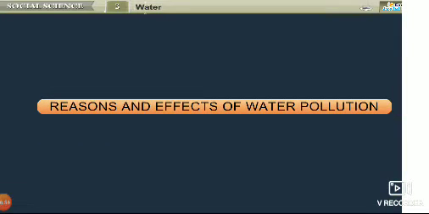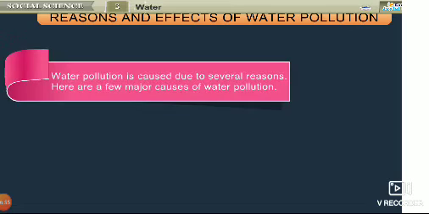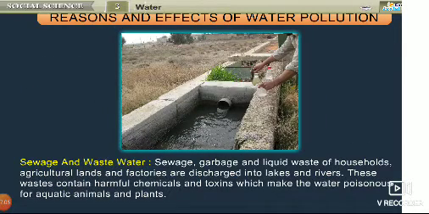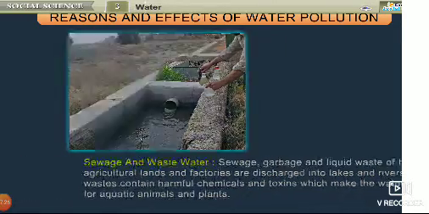Reasons and effects of water pollution. Water pollution is caused due to several reasons. Here are a few major causes of water pollution. Sewage and wastewater. Sewage, garbage, and liquid waste of households, agricultural lands, and factories are discharged into lakes and rivers. These wastes contain harmful chemicals and toxins which make the water poisonous for aquatic animals and plants.